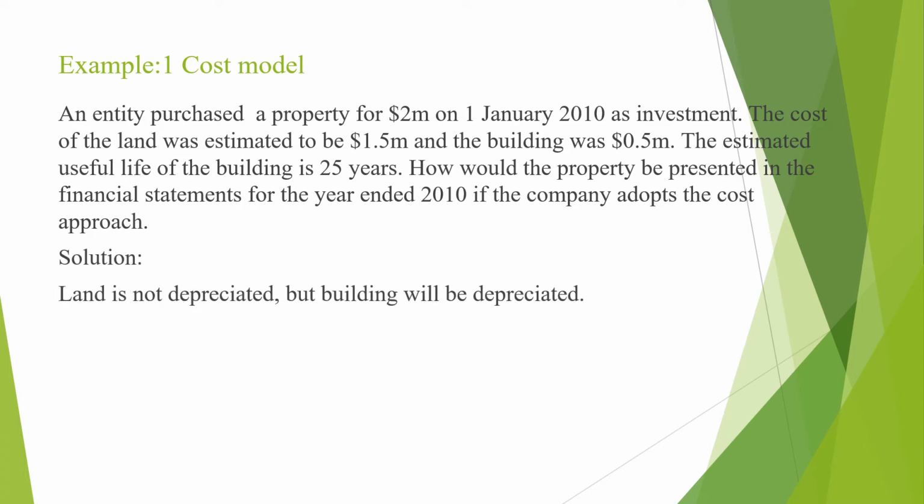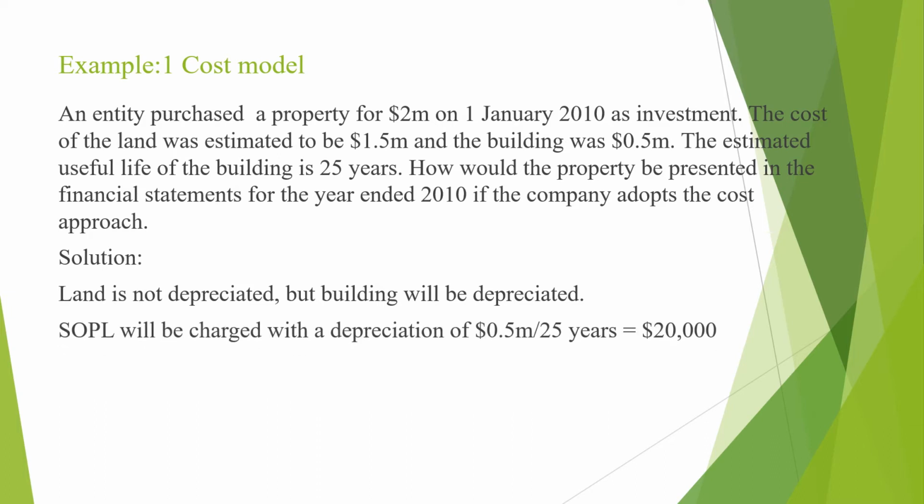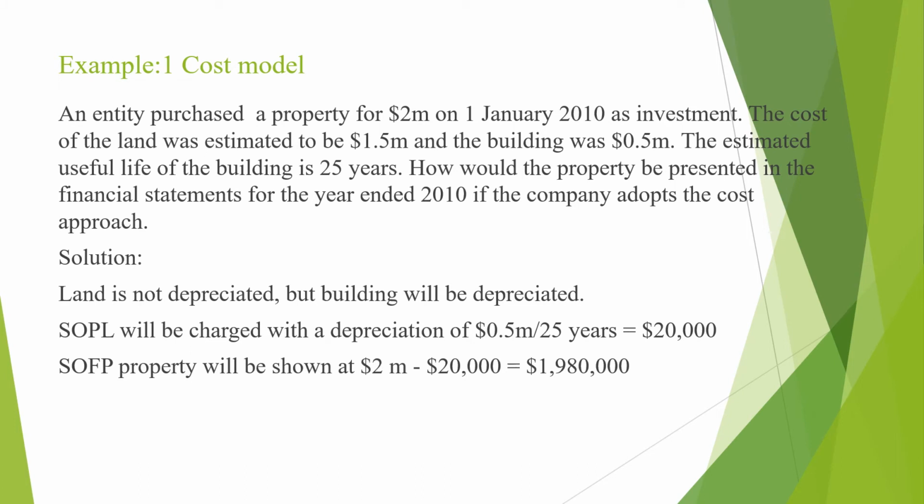The land will not be depreciated, but the building will be depreciated. SOPL will be charged with depreciation only for the building. The cost of the building was 0.5 million. Using the straight line method, we will depreciate it over 25 years, which will come to $20,000. And in SOFP, you will recognize the property at $1.98 million. I hope this is clear. This accounting is very similar to the cost model used in property, plant and equipment, IAS 16.